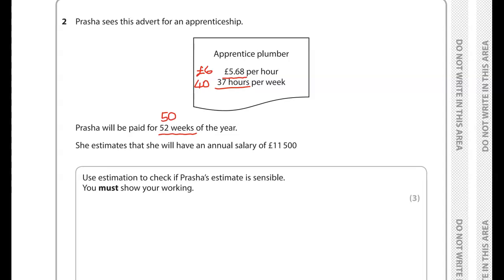So we'll multiply them together. So £6 per hour for 40 hours. We're going to do 40 times 6, or 6 times 40. So 6 times 0 gives us 0. 6 times 4 gives us 24. So £240 per week. But there are, as we said, about 50 weeks in a year.